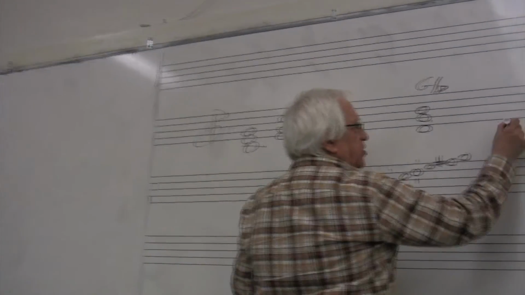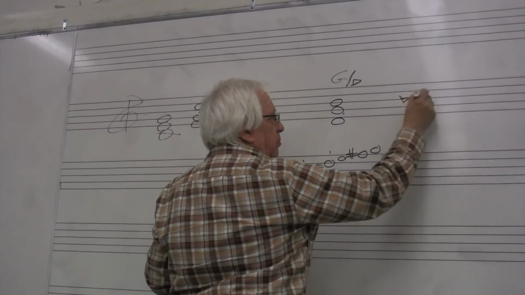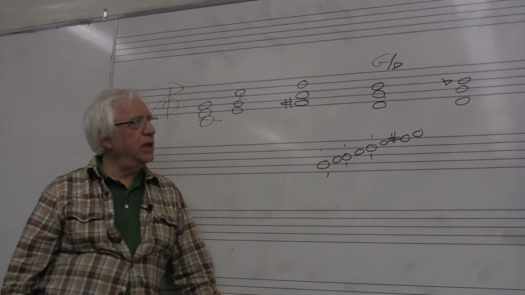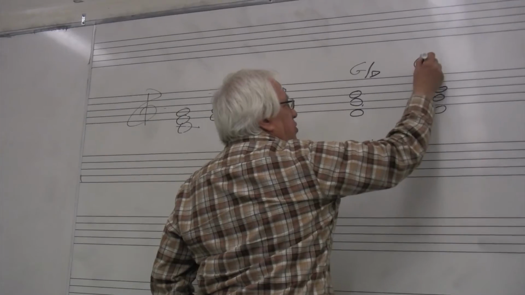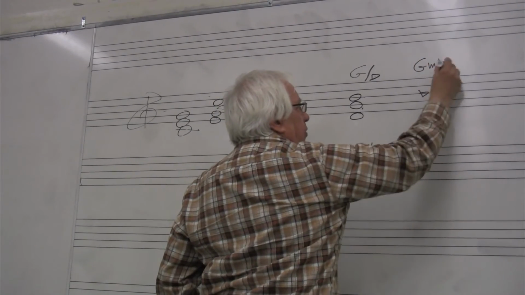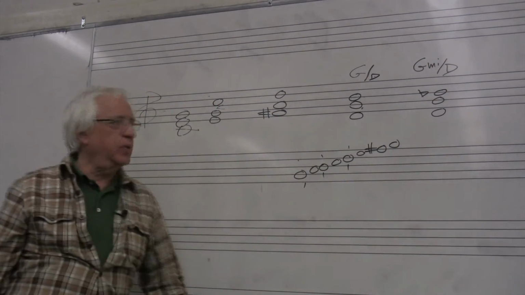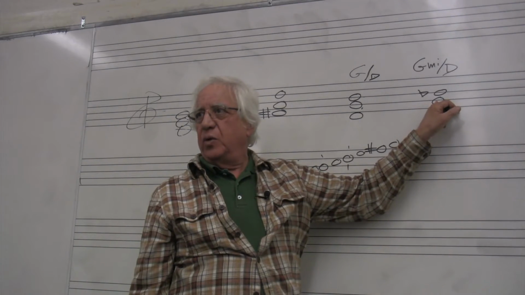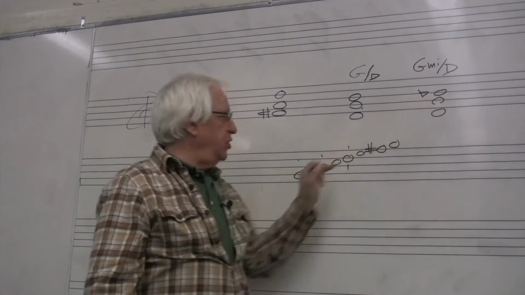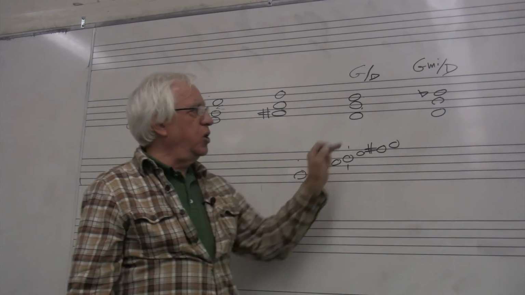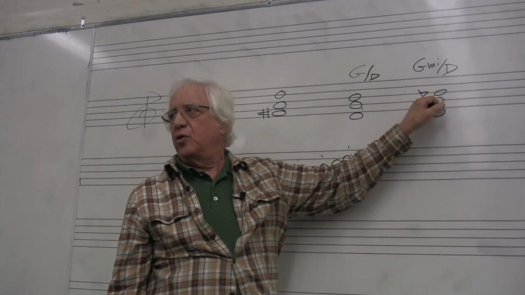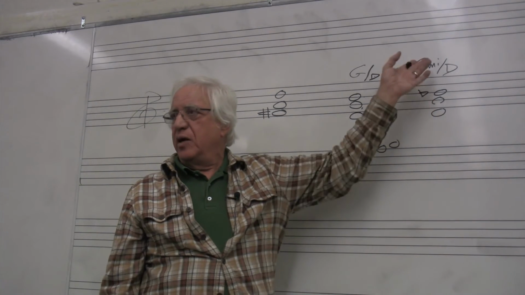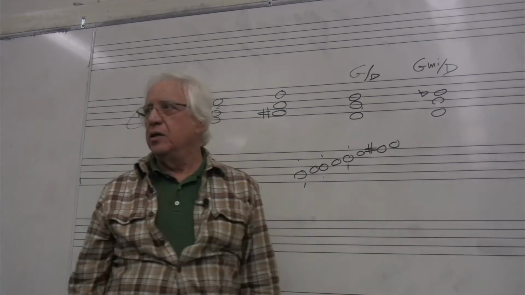What if I did this? What would this be? G minor over D. I know that's what it is because I figured out that I've got to make the G scale to find out what it is. I make the G scale and I get to the third, and the third is a B natural, but I have the third lowered. Therefore, it's a minor. It's G minor, and the bottom note is D.